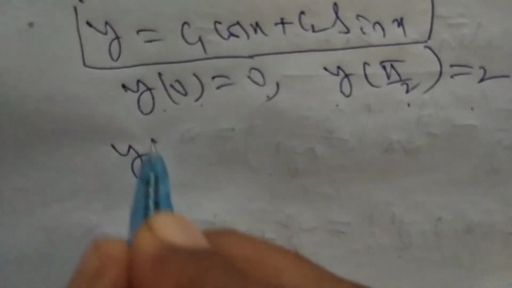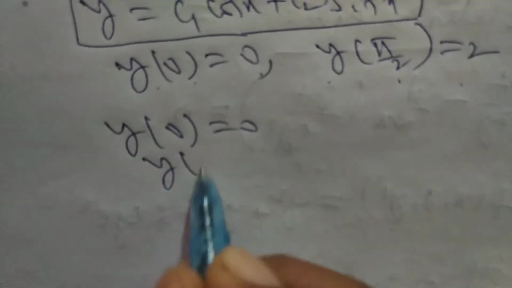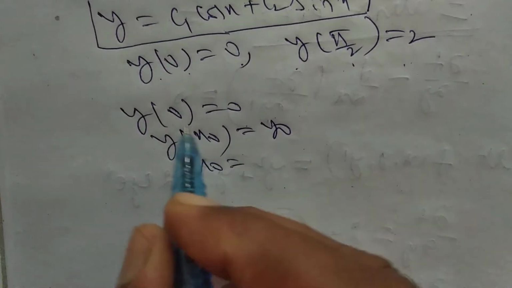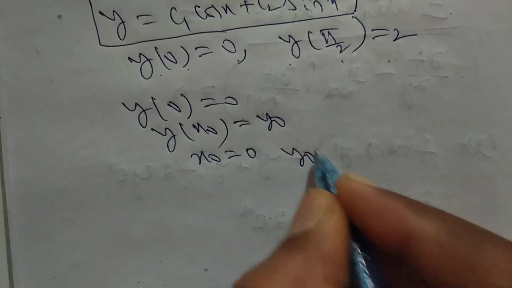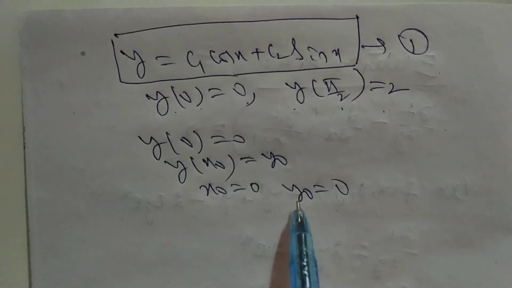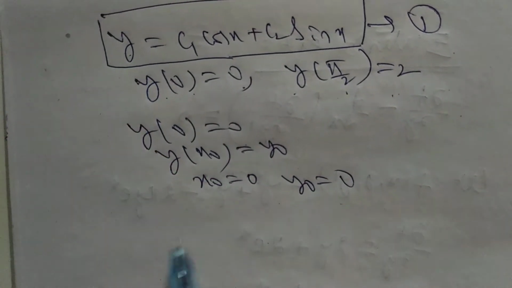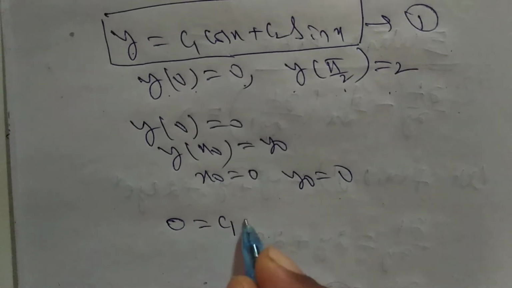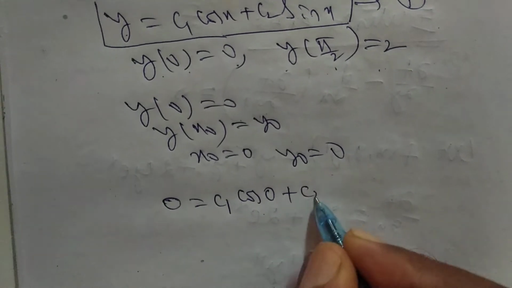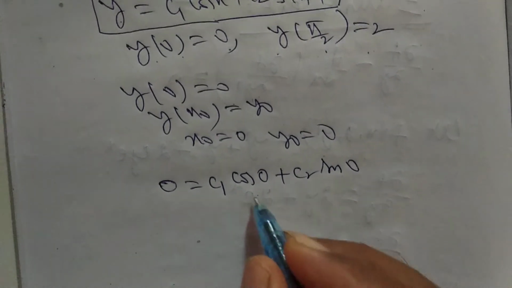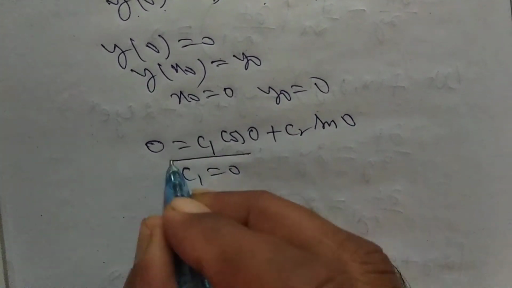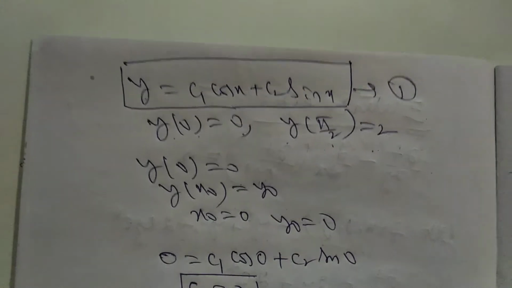So what is the meaning of y(0) = 0? That means y(x0) = y0. So in place of x0 we have 0, and in place of y0 we have 0. Substitute in this equation, call it equation number 1. So 0 = c1 cos 0 + c2 sin 0. What is the value of sin 0? It is 0, and cos 0 is 1. So therefore c1 = 0. We got one value, c1 = 0.